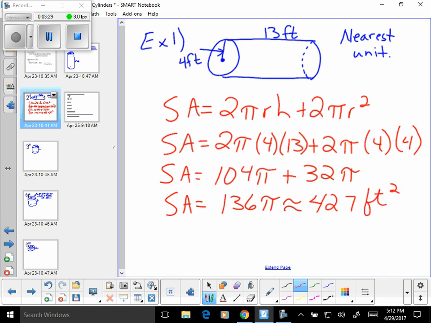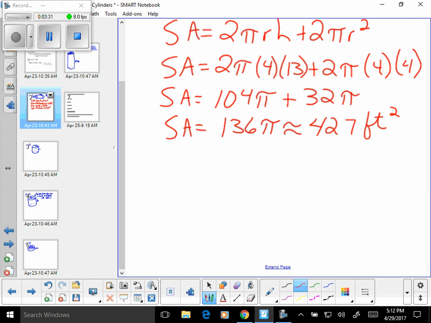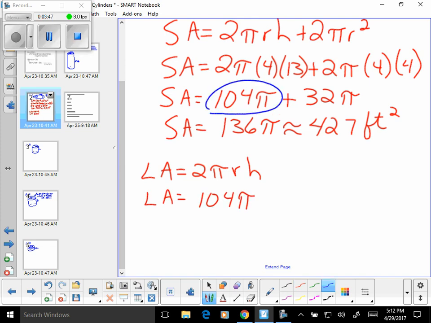If they ask you for the lateral area, remember that that is that left addend, the 2 pi r h. What we do now is take the 104 pi. That's our left addend, right here, that's what we're going to take. Then we use our calculators, 104 times the pi key, to get 327 feet squared.